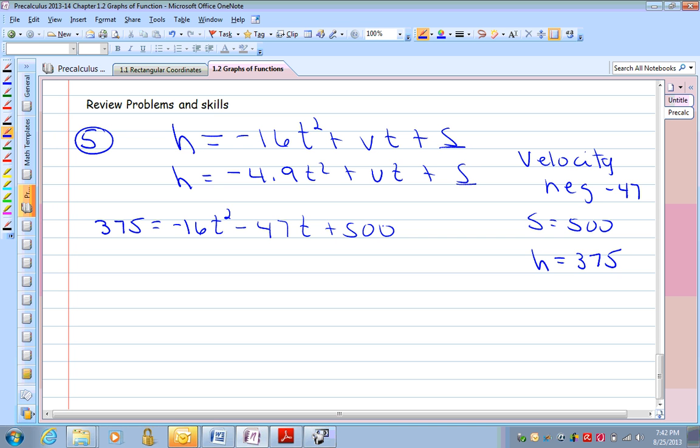All right, tomorrow we'll put these in our calculator. I'm not going to do that on here, but you'll put that in the calculator. You can do it a couple of ways. You could move the 375 over and set it equal to 0. You can put this in the calculator and the 375 in the calculator and actually get a graph and calculate the intersection points. There's several ways, so we'll talk a little bit about the calculator use tomorrow.